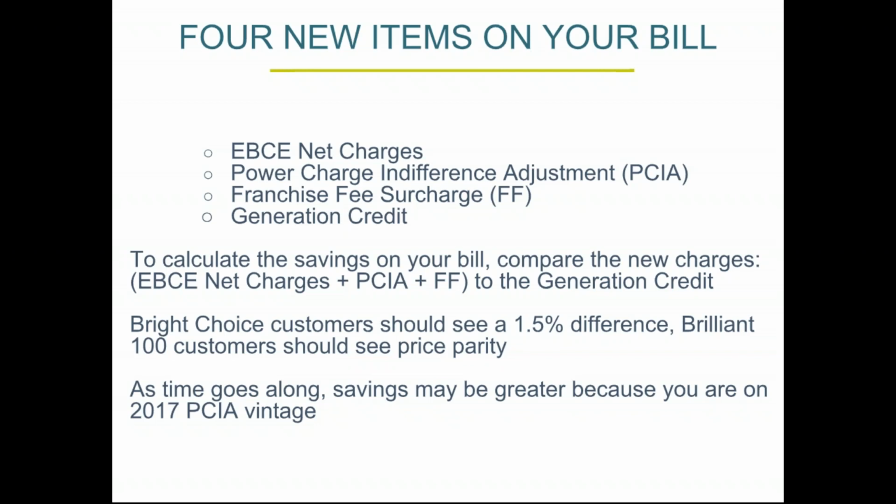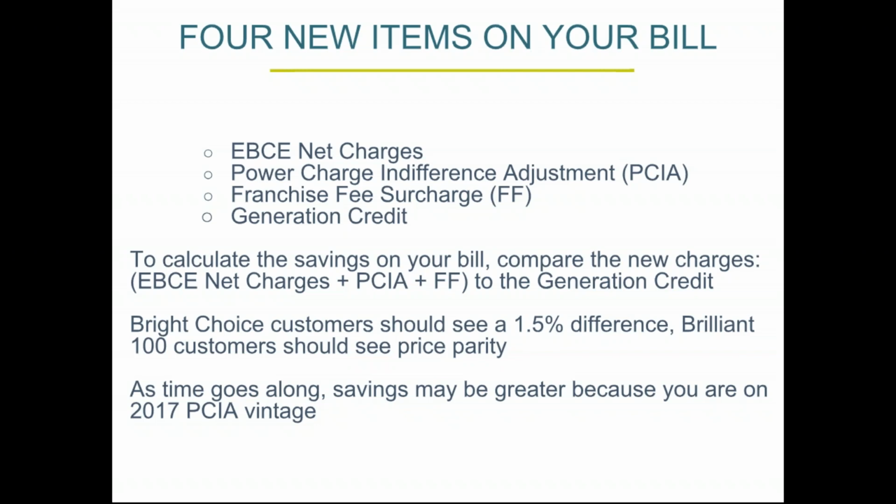So to calculate the savings on your monthly bill, you're just going to compare those 3 new charges, the EBCE net charges, the power charge indifference adjustment, and the franchise fee. You'll add those up and compare that to the generation credit. For customers on our Bright Choice service, which is priced at 1.5% below PG&E's rates, you'll see a 1.5% difference between the new charges and that credit. The credit will be 1.5% greater than the charges. And for Brilliant 100 customers, you'll see price parity. So it should be the same. The generation credit should equal the charges.